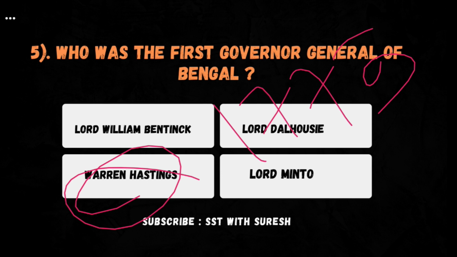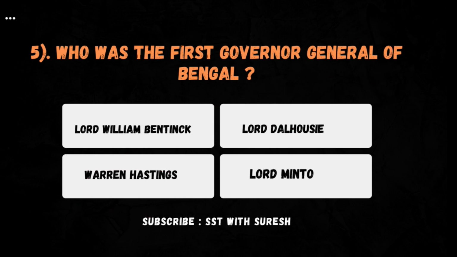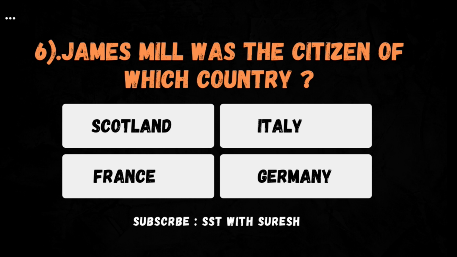Okay, next question, question number 6. Question number 6 asks you, James Mill was a citizen of which country? And the options for question number 6 are: option A Scotland, option B Italy, option C France, and option D Germany. And the correct answer for question number 6 is that James Mill was a citizen of Scotland.